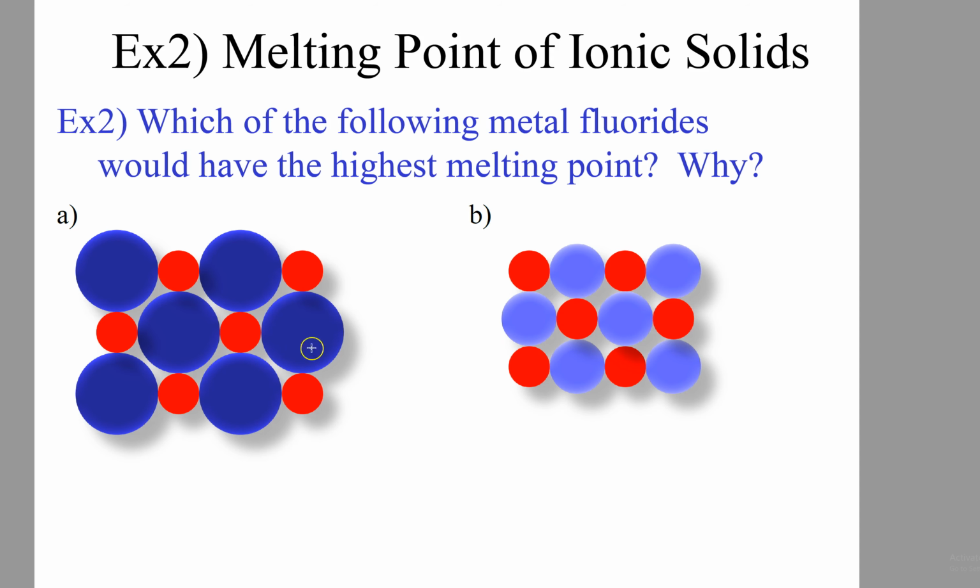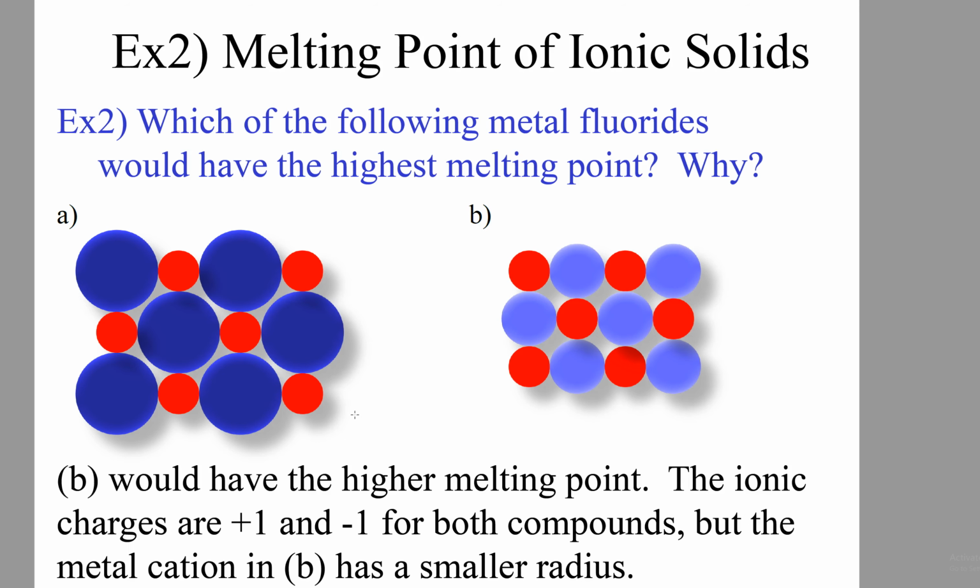So the question is, if I were to give you this representation, which one would have the highest melting points? Obviously, we're dealing with specifically the radius. So we're looking at that force of attraction between those two. So our answer would have to be B would have a higher melting point, and the reason why is because the charges here are +1 for both.